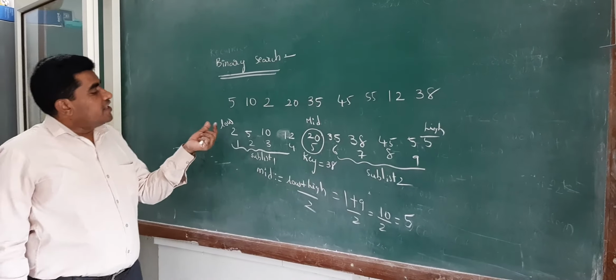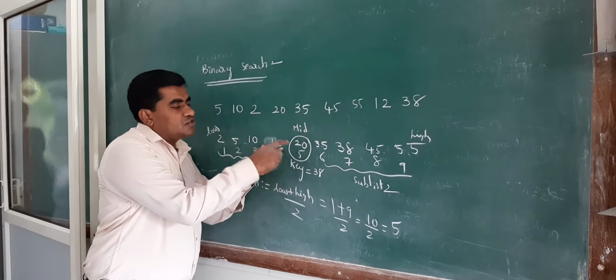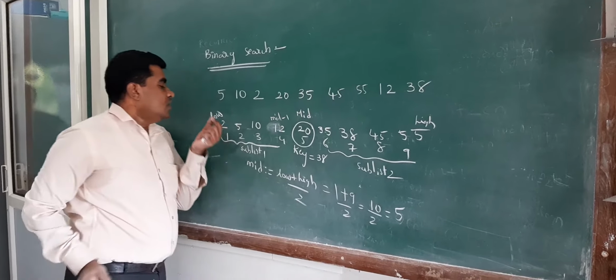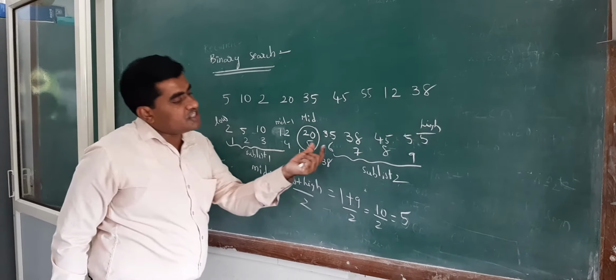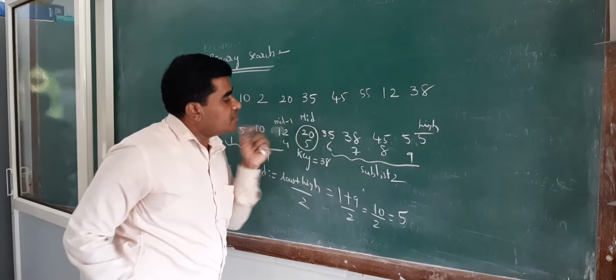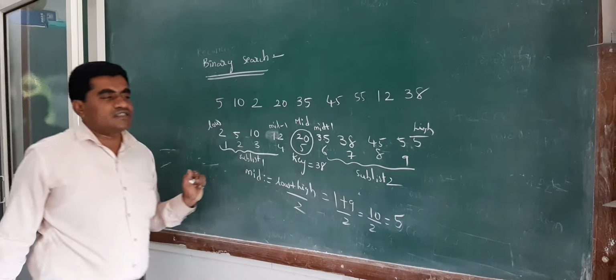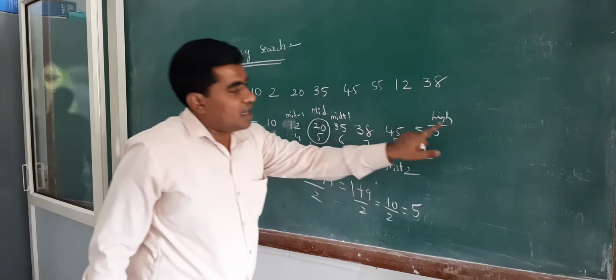Okay. So sublist 1 starts from low and ends at mid minus 1, and this is the mid value. The second sublist starts from mid plus 1 and ends at high.